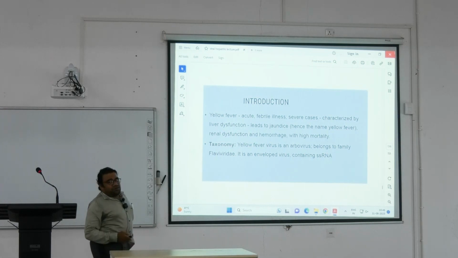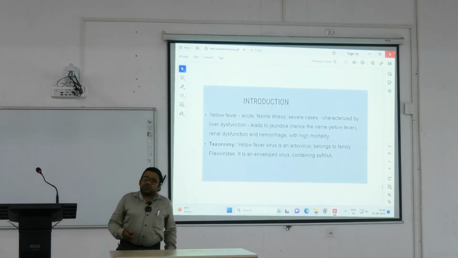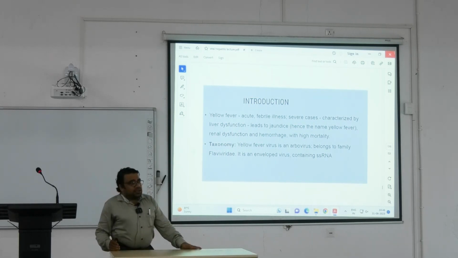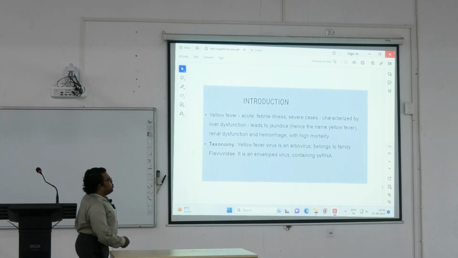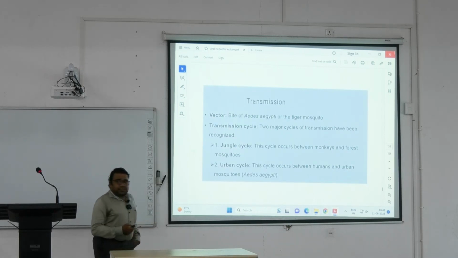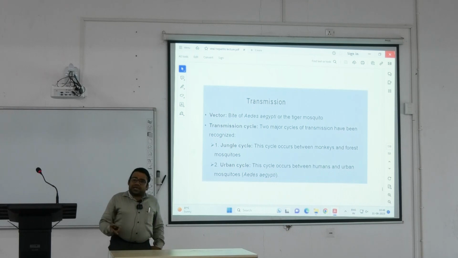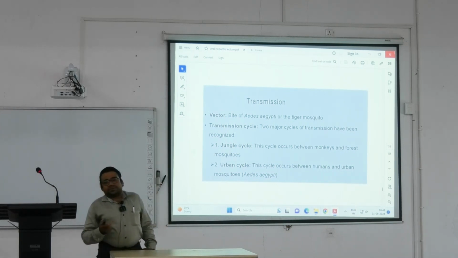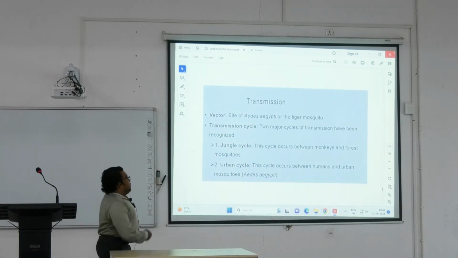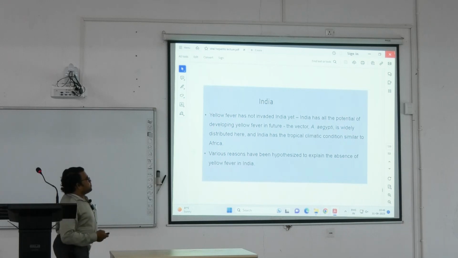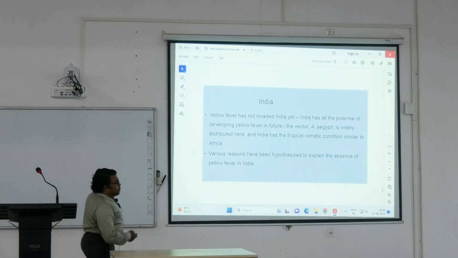Why is it called yellow fever? Obviously, it's a febrile illness with yellowish discoloration of skin and mucous membrane because of the jaundice, and sometimes it may also cause fulminant hepatitis. There are 7 genotypes, none of them present in India. They have 2 cycles, a jungle cycle and the urban cycle. Jungle cycle, as the name suggests, the virus is present in the animals in the wild. Now, in India, it is not present.